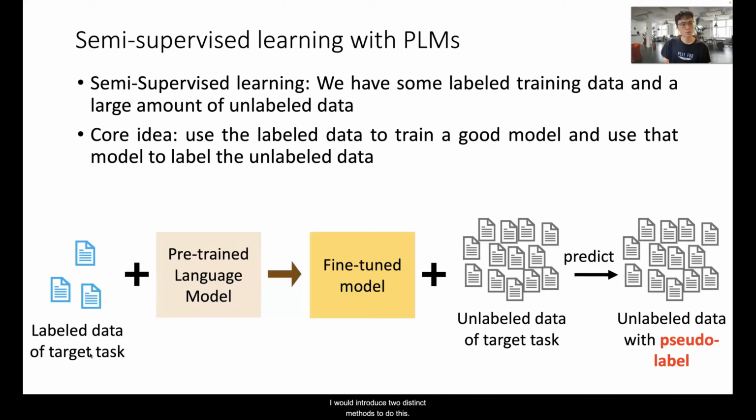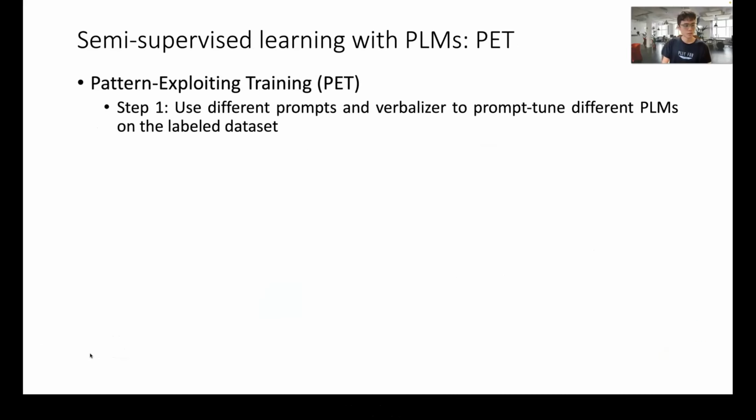I will introduce two distinct methods to do this. The first one is called pattern exploit training. The method is based on prompt tuning, and the basic idea is to use prompt tuning under labeled data scarcity and use the trained model to label the unlabeled dataset. And then the unlabeled dataset will be used to train the final model.